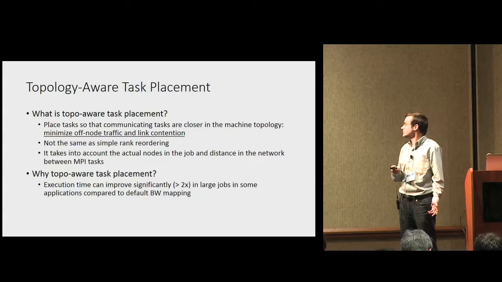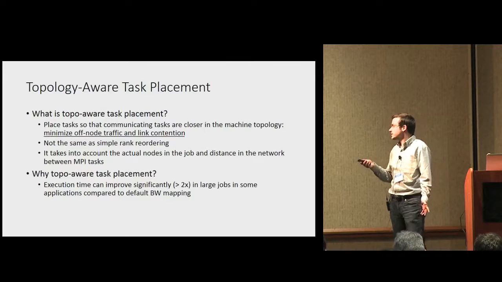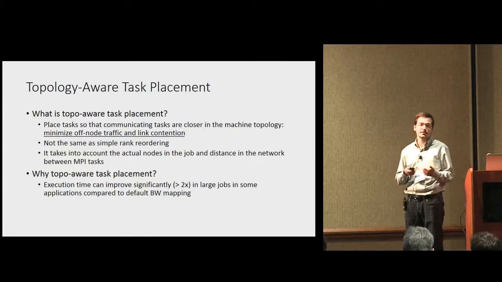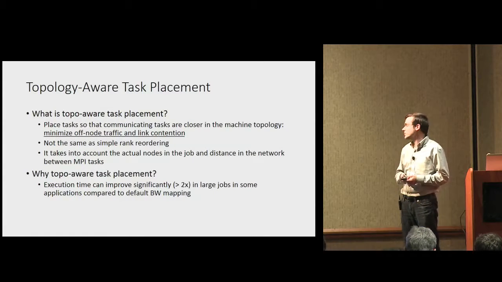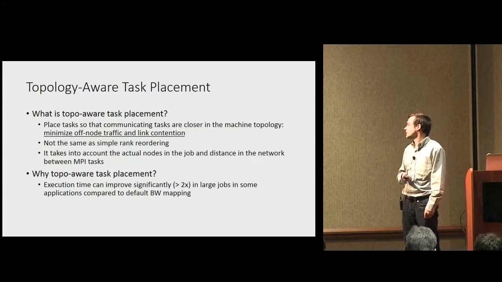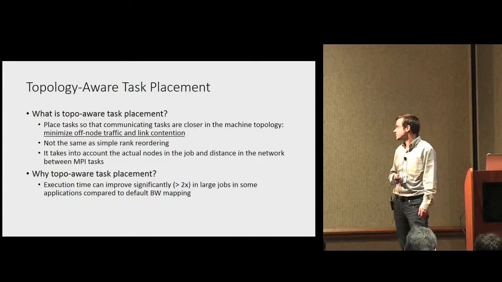Why is this important? It's because on Blue Waters, if the tasks are not placed properly, you can get a lot of link contention, and this can slow down the application. Depending on the application, it can slow down a lot. With good topology mapping, you can get improvements of more than 2x in very large jobs on some applications.